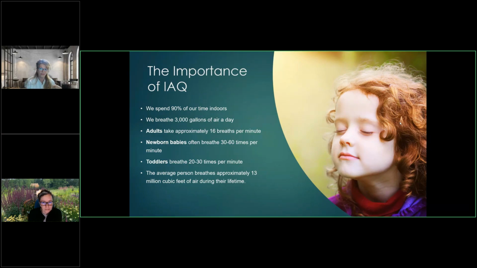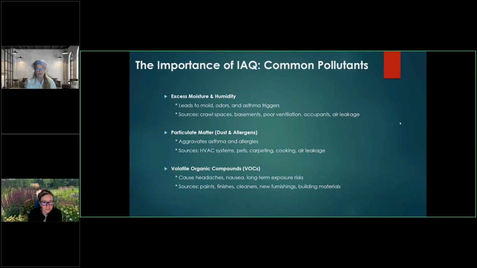So there's a lot of common pollutants that are in our homes. They come from all different places. We have excess moisture and humidity. Obviously, mold is always a big concern. I talk more and more to architects, engineers, home builders, homeowners, especially that have sensitivities to molds. We have odors and asthma triggers. And a lot of times these are coming from our crawl spaces, basements, poor ventilation.